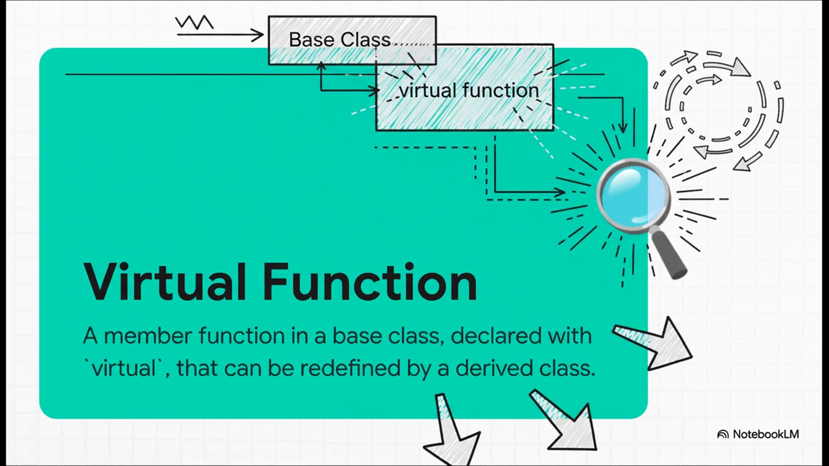When you mark a function as virtual in a base class, you're essentially telling C++, hey, don't decide which version of this function to call just yet. Wait until the program is running and see what the object's real type is.